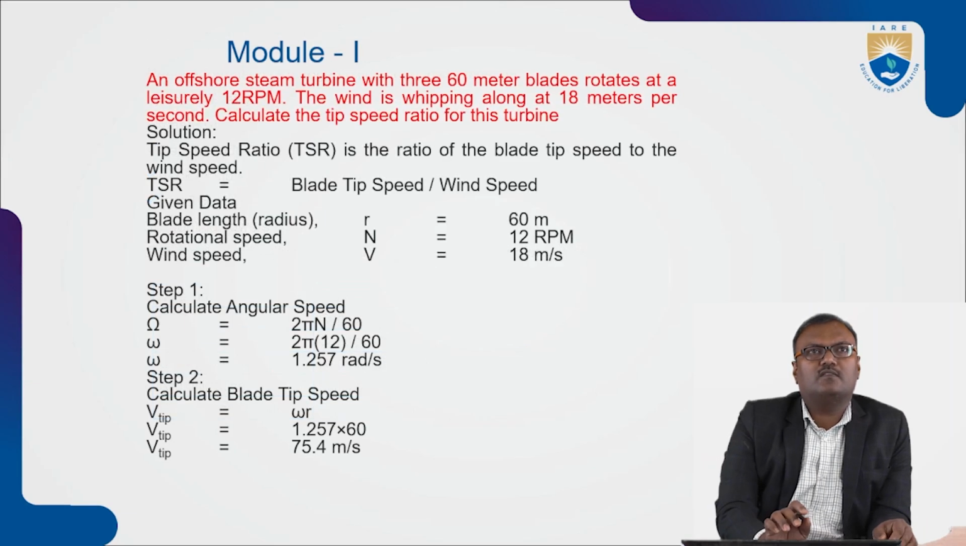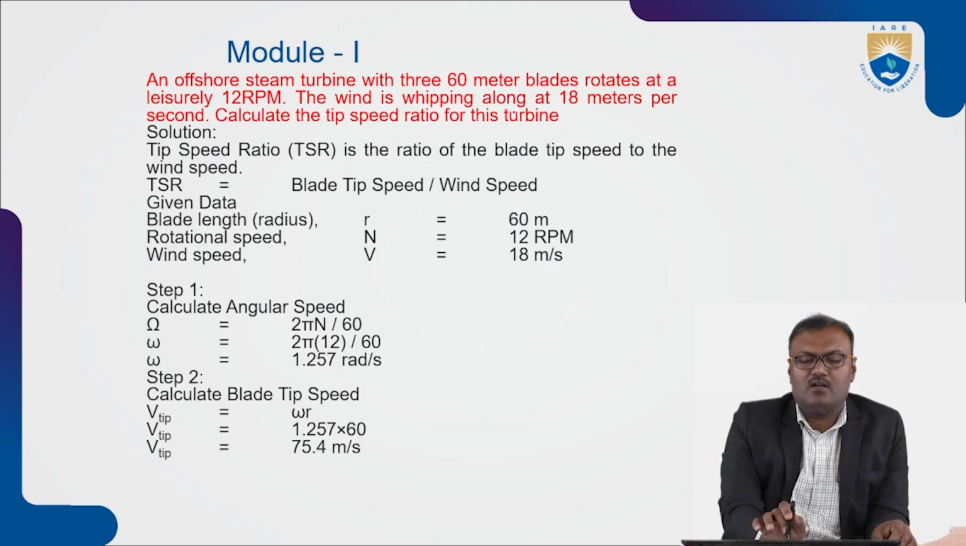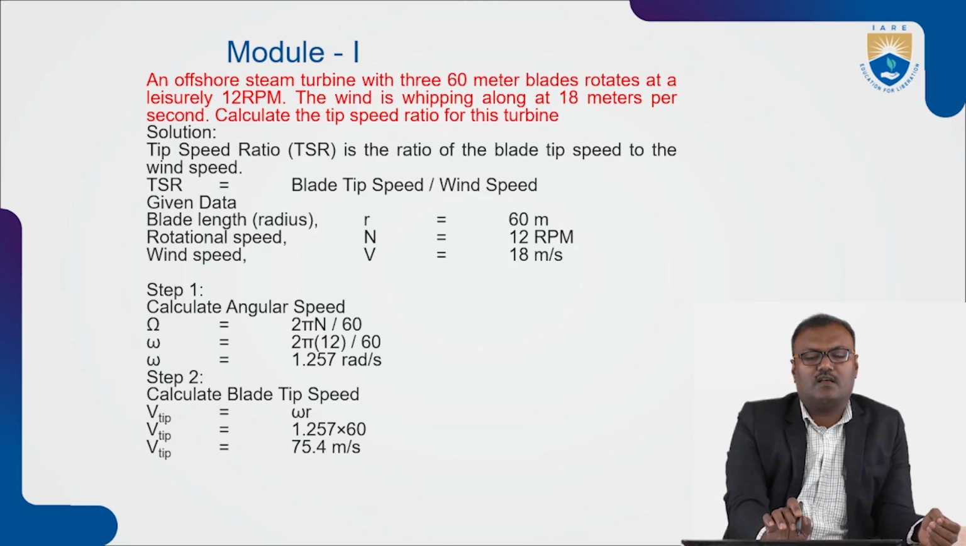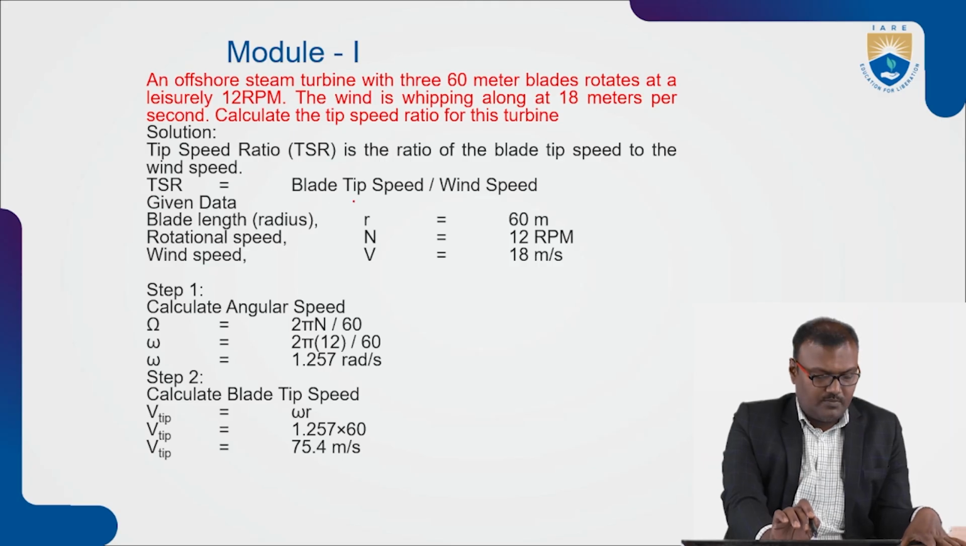So the next one is a problem. An offshore wind turbine with 60-meter blades rotates at a leisurely 12 rpm. The wind is whipping along at 18 meters per second. Calculate the tip speed ratio for this turbine. So the tip speed ratio is the ratio of blade tip speed to the wind speed.